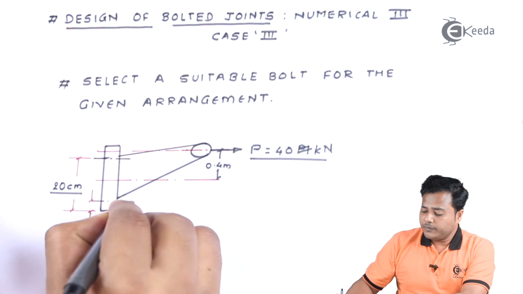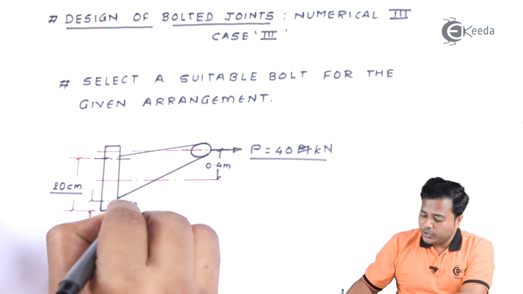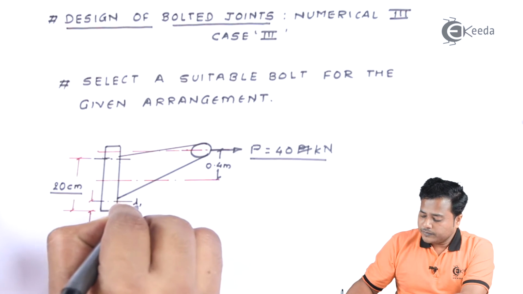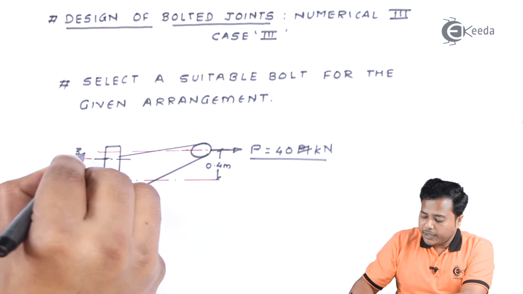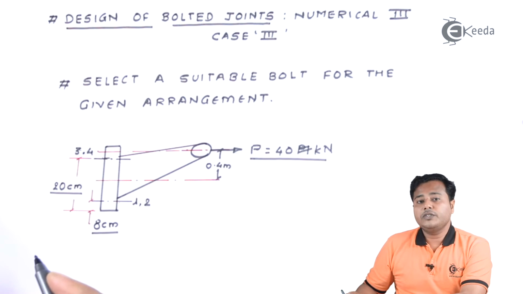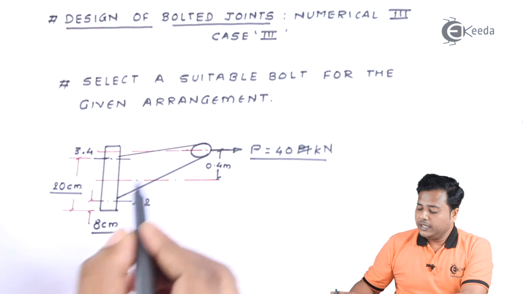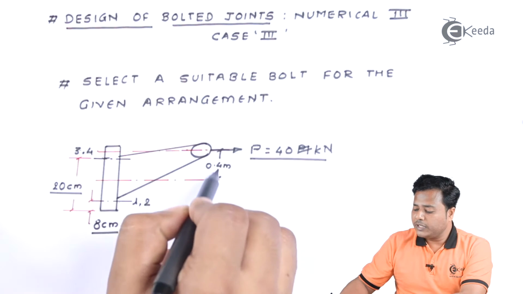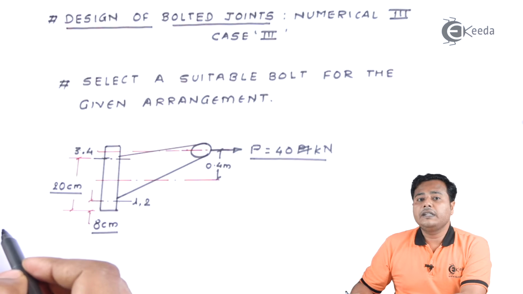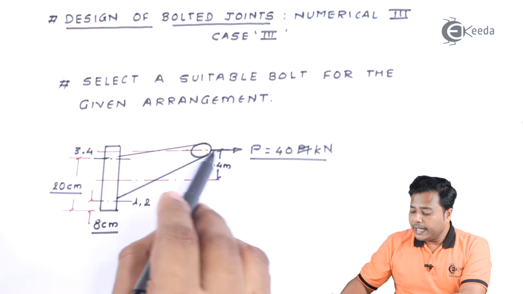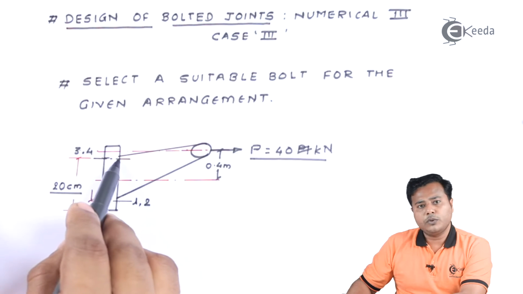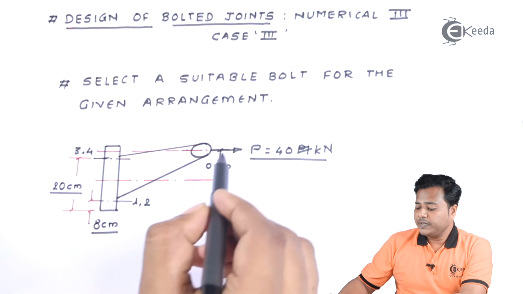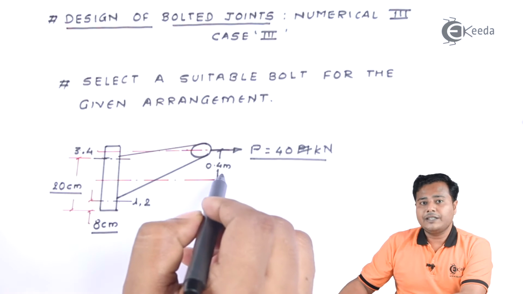So let us number them. It is your bolt number 1, bolt number 2, bolt number 3 and bolt number 4, and that is how your bolt arrangement has been given. We also have been given this particular distance, which is called the eccentric distance of force. The line of action of force is different as compared to the line of action of bolts or the axis of bolts, and that's why this eccentric distance is given.